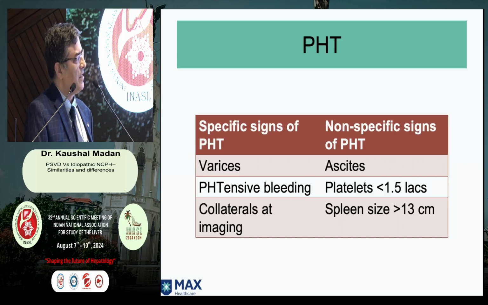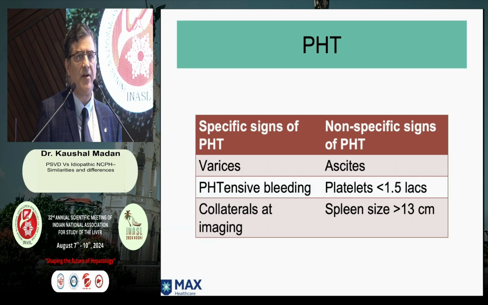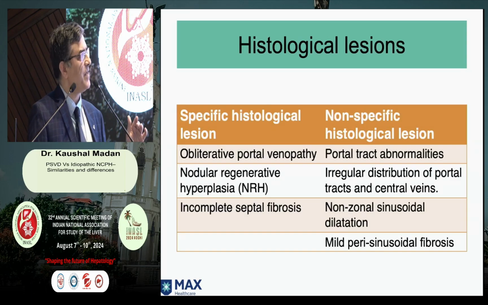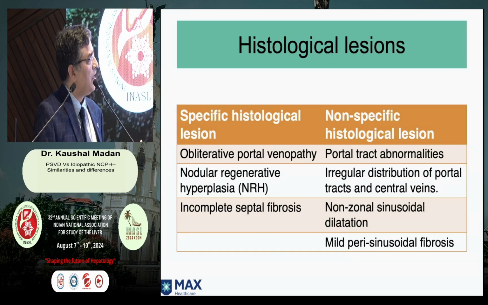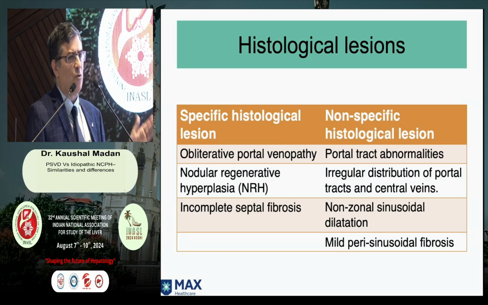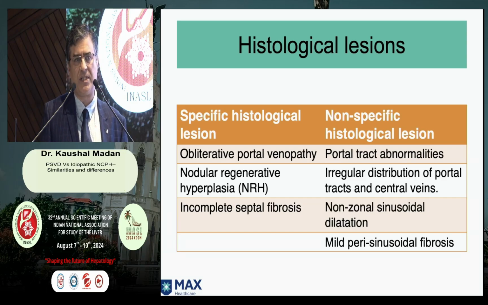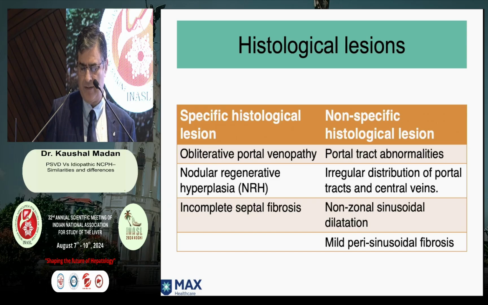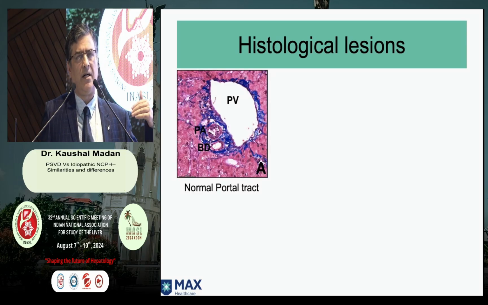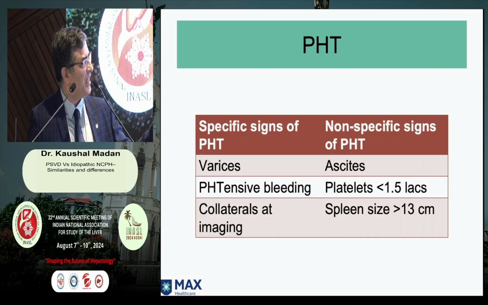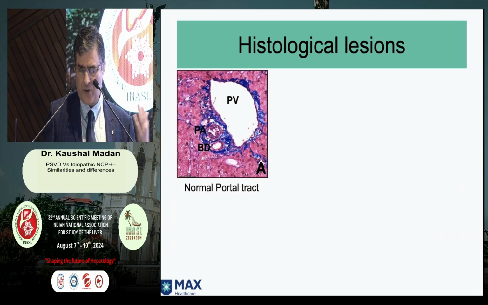Either varices, defined or described portal hypertensive bleed documented, and collaterals at imaging. So any one of these, absence of cirrhosis, you have PSVD. Or a specific histological lesion, either OPV, obliterative portal venopathy, or NRH, or incomplete septal fibrosis. So either of these, then you have PSVD. Or if you have a combination of non-specific findings, which I have also described, which you can go through later.